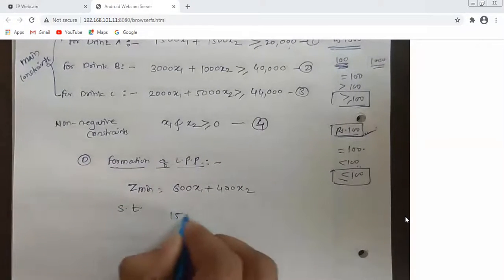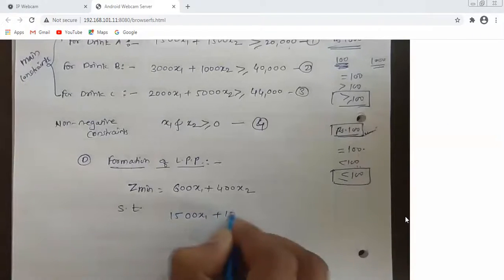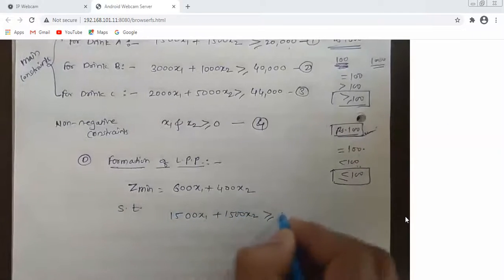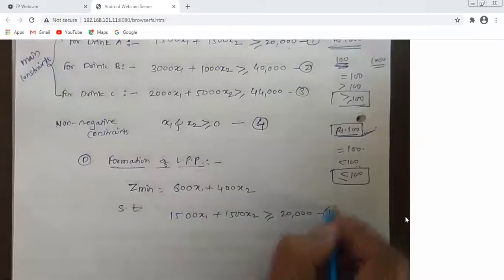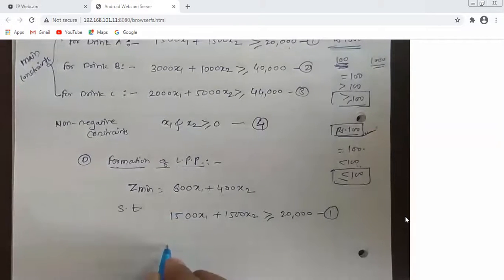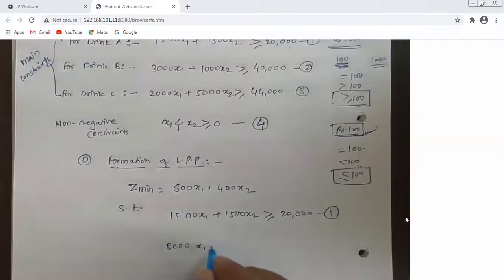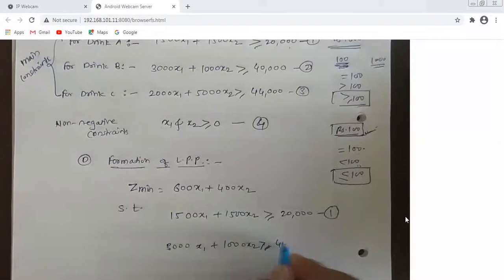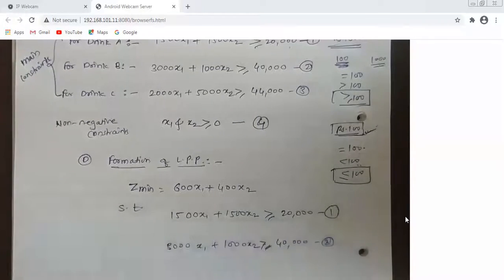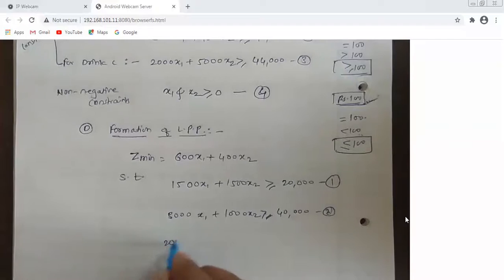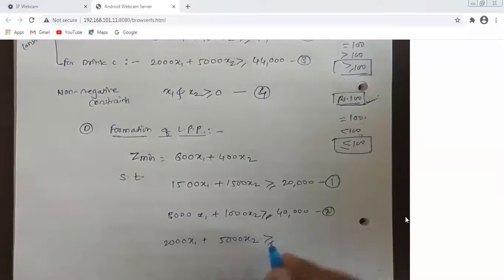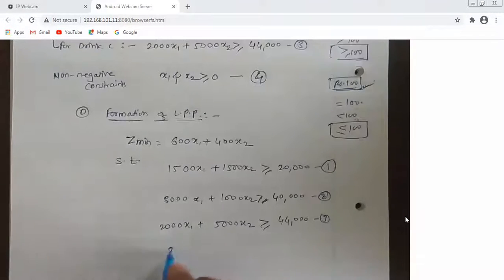First constraint is 1500 X1 plus 1500 X2 greater than or equal to 20,000. This will be equation number 1. Similarly, 3000 X1 plus 1000 X2 greater than or equal to 40,000. Equation number 2. Third constraint is 2000 X1 plus 5000 X2 greater than or equal to 44,000. This is equation number 3. And last is X1 and X2 are greater than or equal to 0.